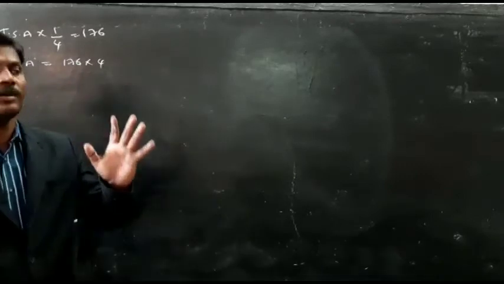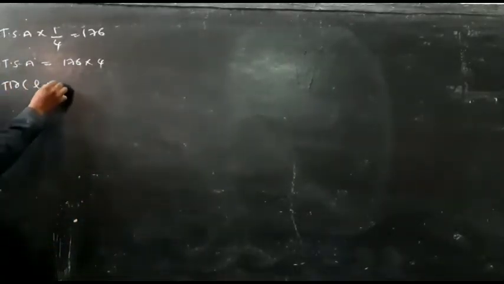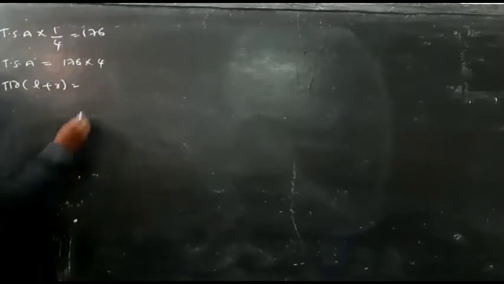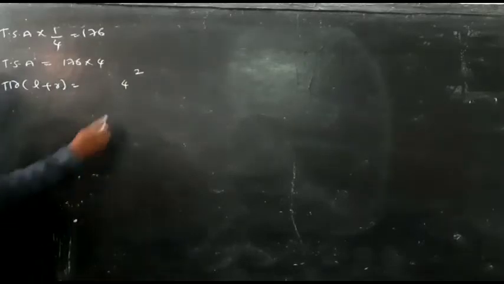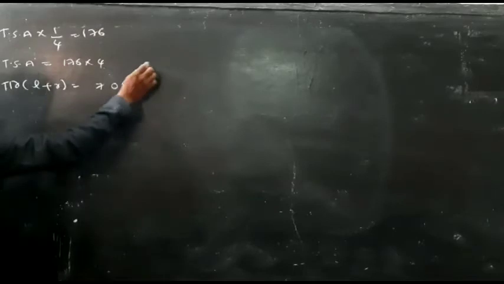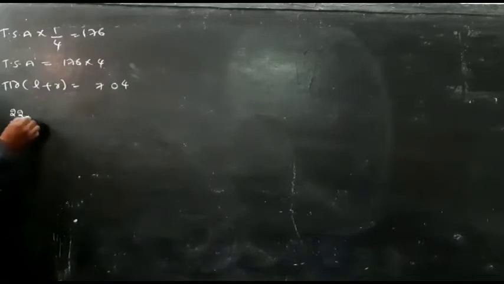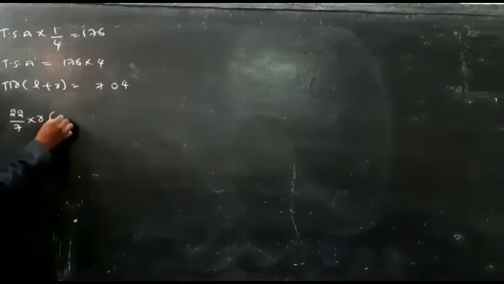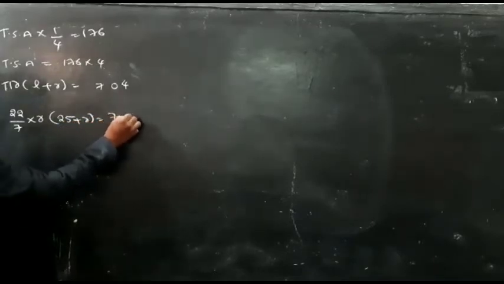What is the formula to find the total surface area of a cone? That is nothing but pi r (l plus r). 4 sixes are 24, 4 sevens are 28, 28 plus 2 is 30, 4 ones are 4 plus 3 is 7. So it is 704. What is the value of pi? Pi is nothing but 22 by 7, into radius which I don't know, slant height is 25, plus r, is equal to 704.